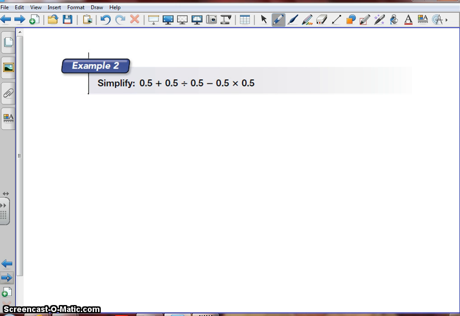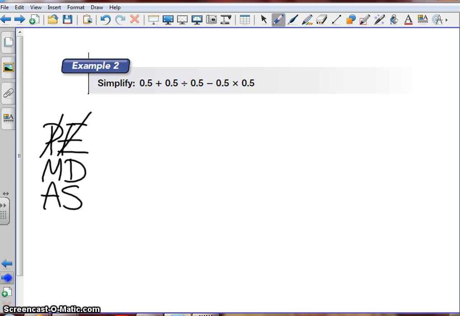Looking at the next example, we first write our acronym, and look through the problem to see if there are any parentheses. We see no parentheses. We also notice that there are no exponents. Next we look to see if there are any multiplication or division problems in this problem. We notice that there are both multiplication and division, but we work from left to right. So we do the division problem first.